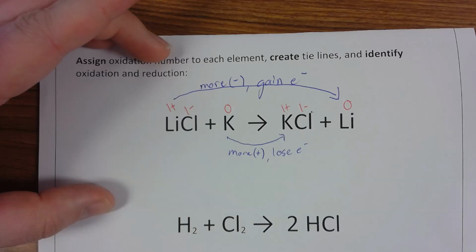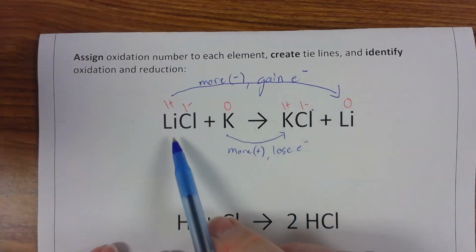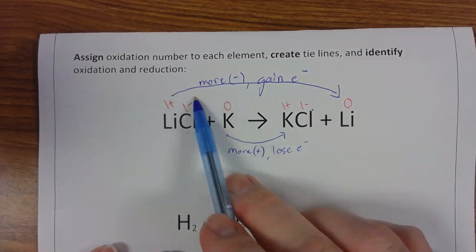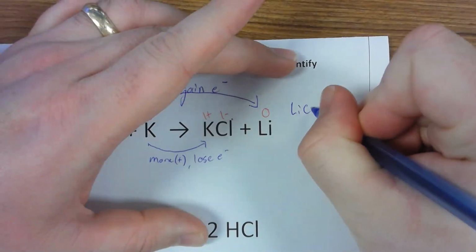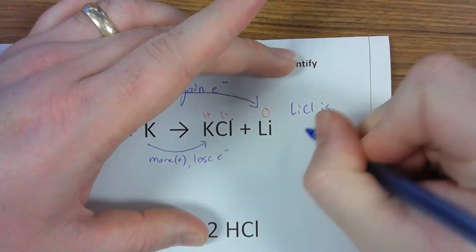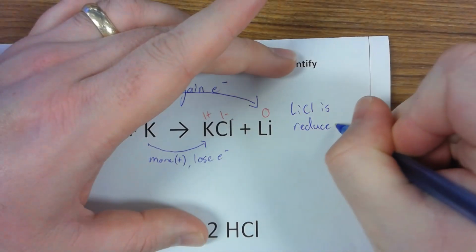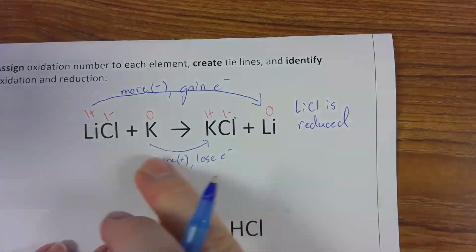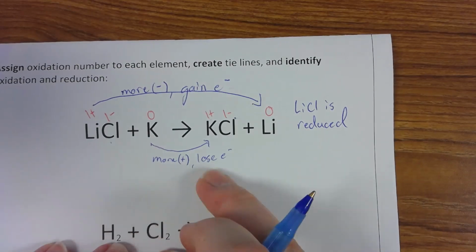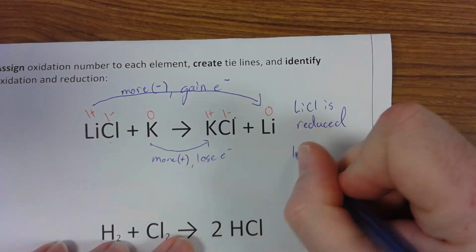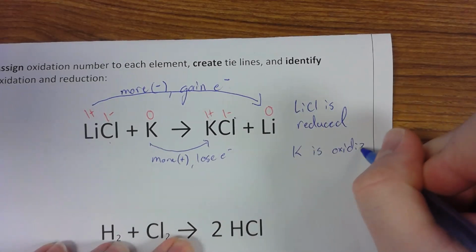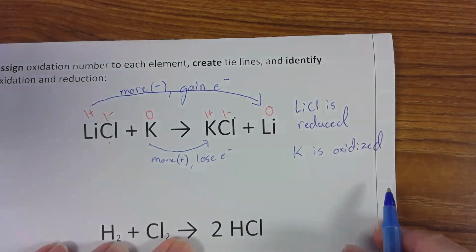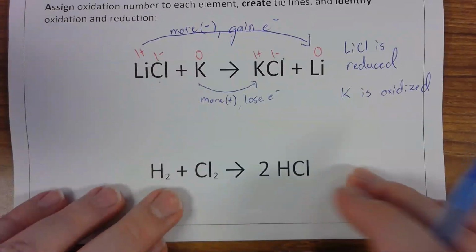All right. And now the last step is to interpret what you just saw. So this tells me that LiCl is gaining electrons. Therefore, I say LiCl is reduced. And then K is losing electrons. So I say that K is oxidized. Just like that.